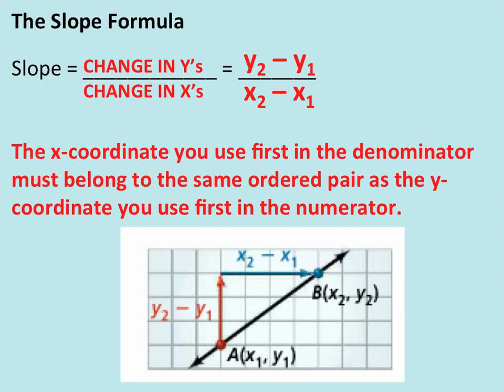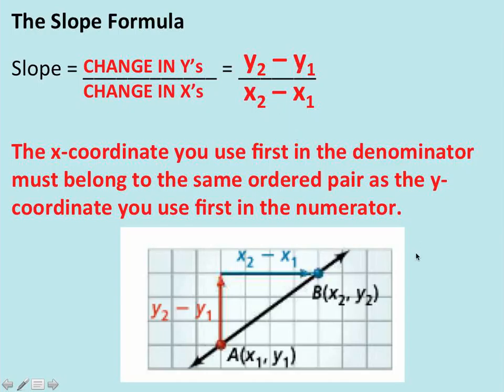So, the slope formula. It's still the change in the y's over the change in the x's. Change means I have to subtract. I take my y number and subtract the other y number. I take my x number and subtract the other x number. The reason you have these little numbers is because if you use B's y first, you have to use B's x first on the bottom. You could use A's y first, but then you have to use A's x first on the bottom. That's all those numbers mean.